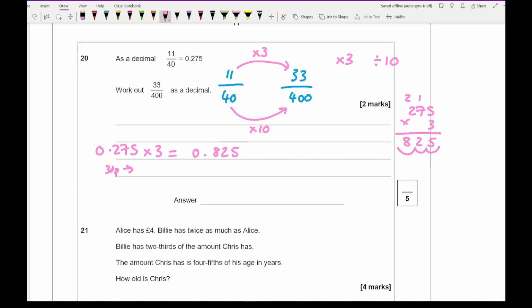0.825. I then need to divide this number by 10. So I do that by moving the decimal point 1 place to the left. So that gives me a final answer of 0.0825.